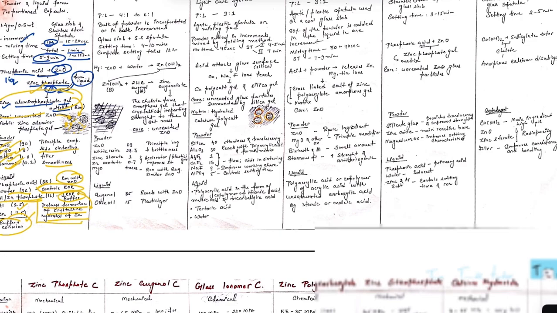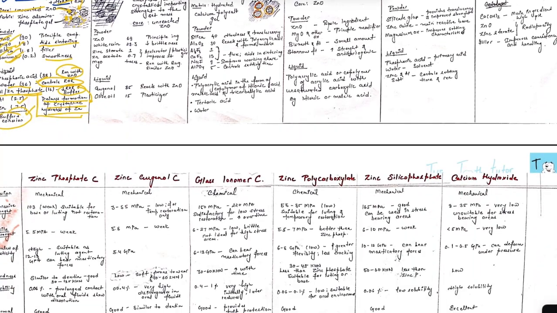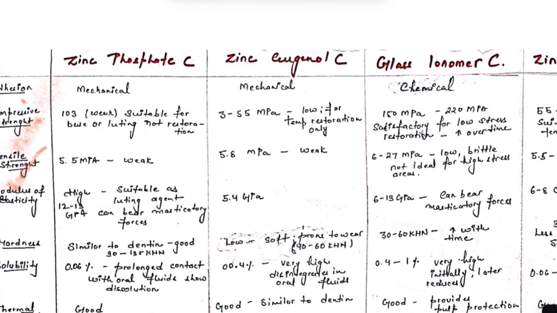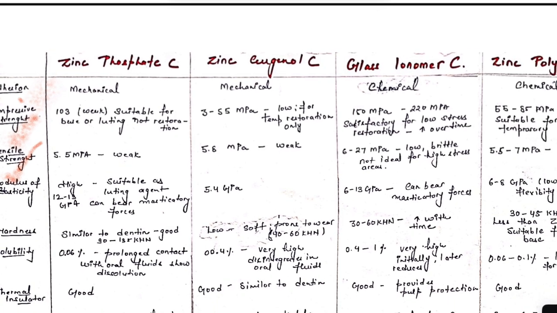Now coming to the properties of zinc phosphate. So in the next page we have to talk about adhesion. Is the cement sticking onto your tooth through chemical reaction? Does it bond chemically, or is it just retained there because of the shape of the cavity or some mechanical feature? Okay, so these are the two major types of retention we have.